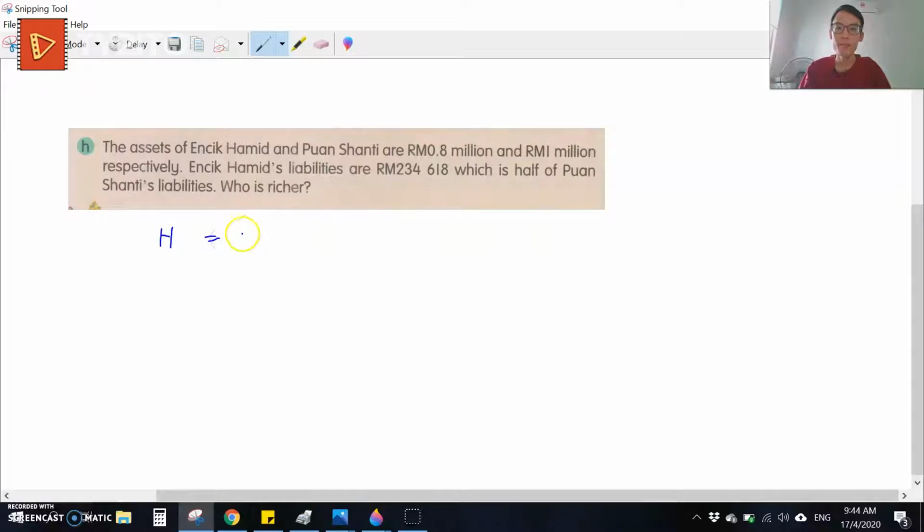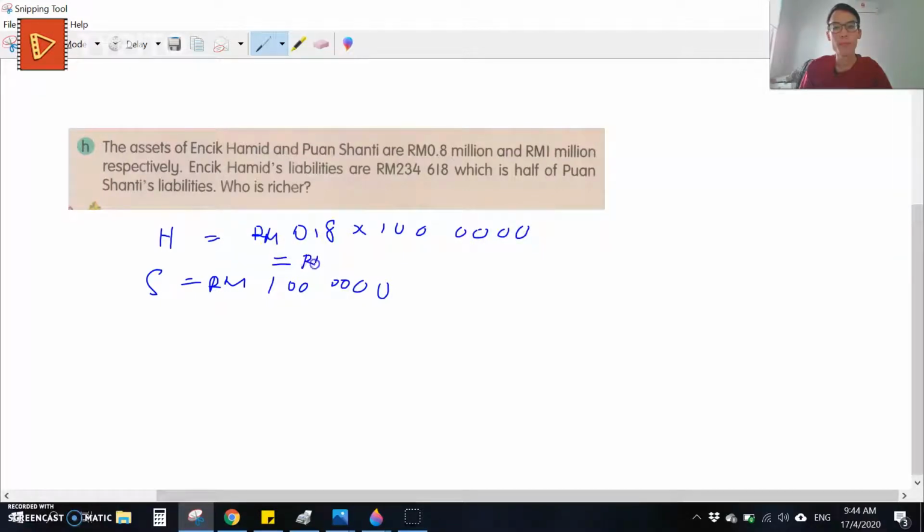So Encik Hamid is 0.8 million, and Shanti is 1 million. So a million has 6 zeros. So 0.8 million, you need to change to a round number first. So how do you do that? You times a million. Okay, darab sejuta. So how do you times a million? We move the decimal point.